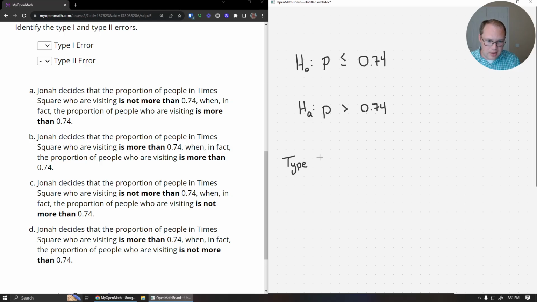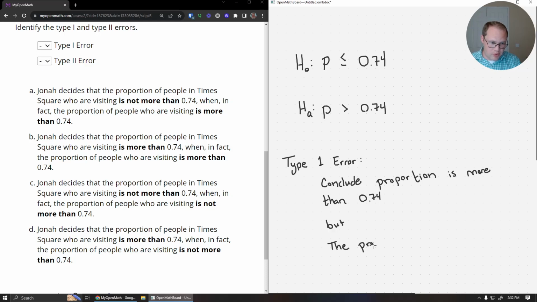And it helps a little bit to write it out yourself. Okay? So for our type 1 error, it's when you accept the alternative. So you would conclude the alternative. So conclude the proportion is more than 0.74, but the proportion is actually not more than 0.74.